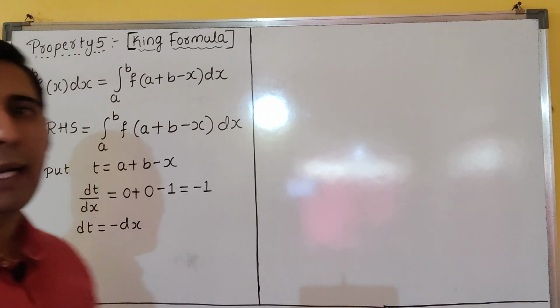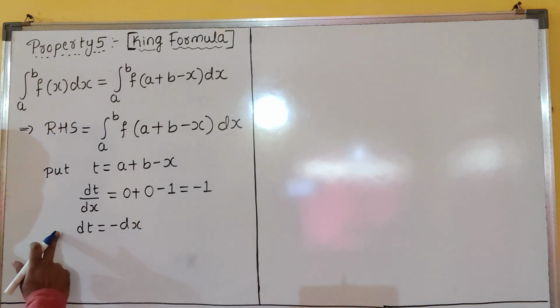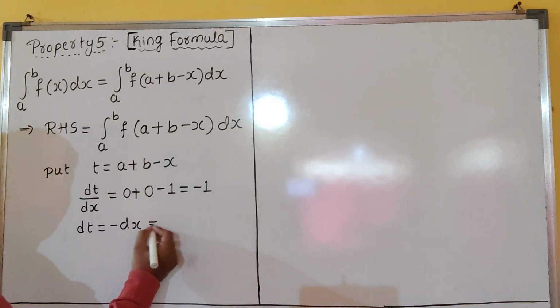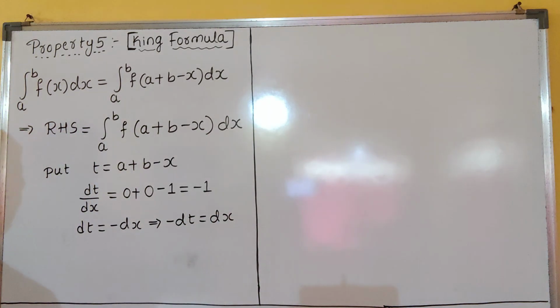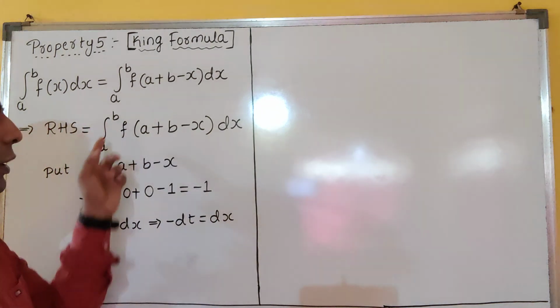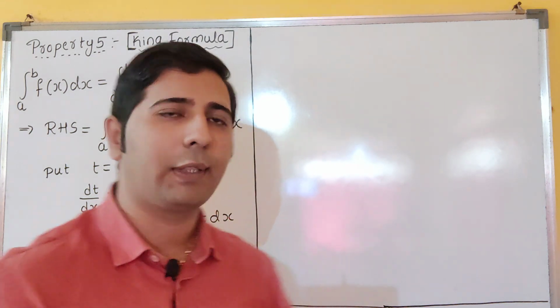Clear everyone? Understanding everyone now? Very easiest question it is. So now minus I can take this side. So what it will become you see. Minus dt is equal to dx. Will you agree everyone? So now we have to check the interval whether they will change or not. How to check the interval you see.